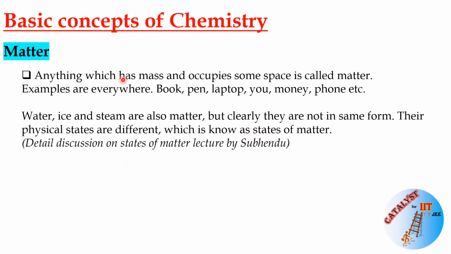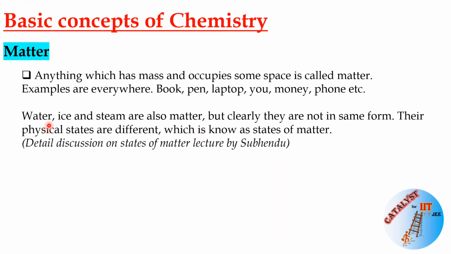Matter is anything which has a mass and occupies some space. Examples are book, pen, laptop, you, money, phone, etc. As you can see here, your book has a definite mass, correct? Now if you see, your book also occupies some space, and that is why the book is called matter, like your pen, laptop, money, etc.